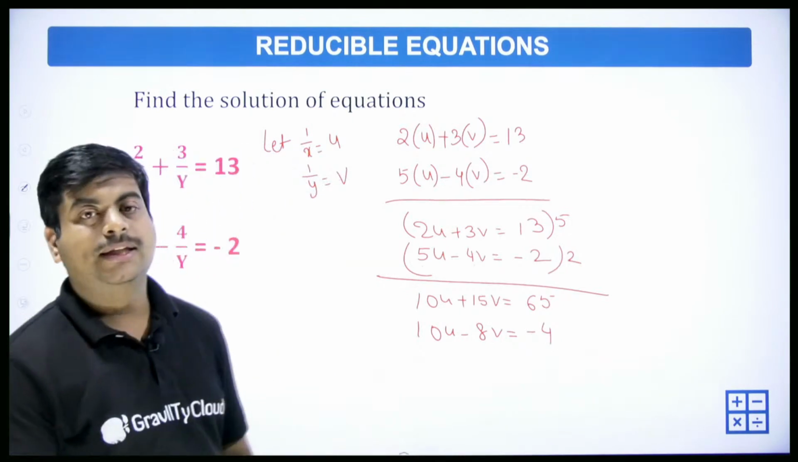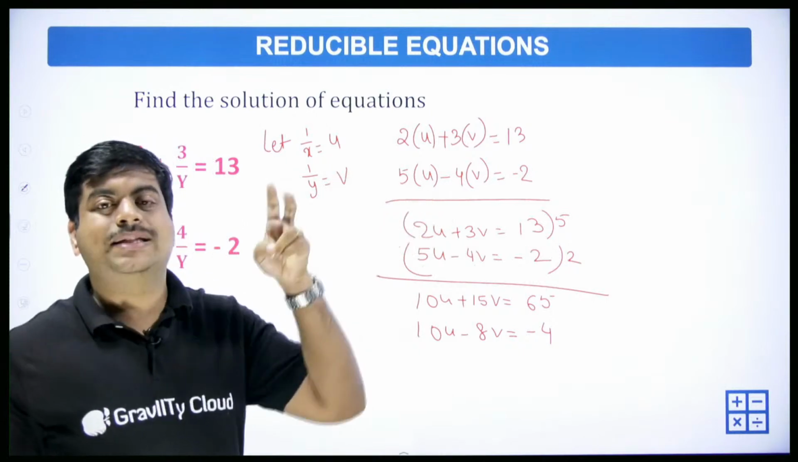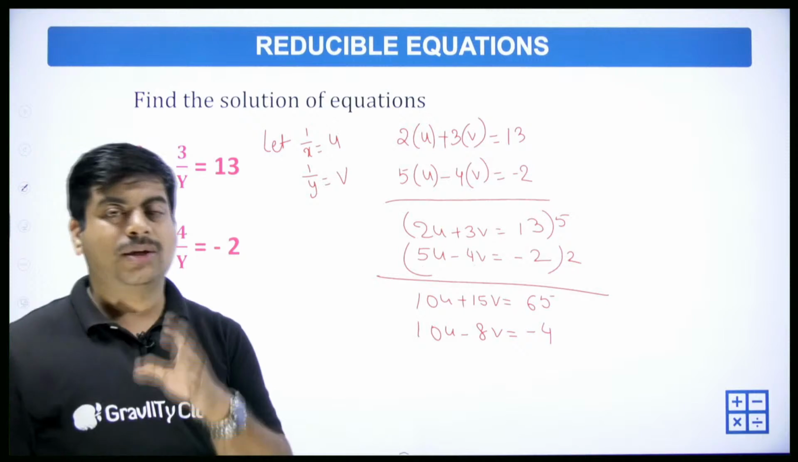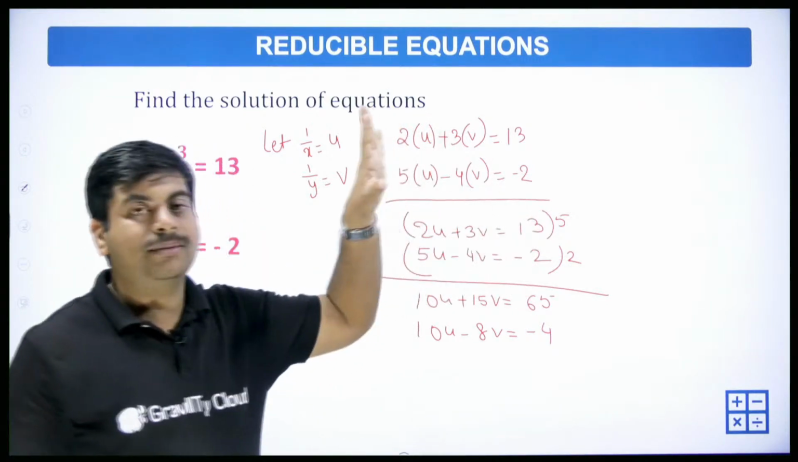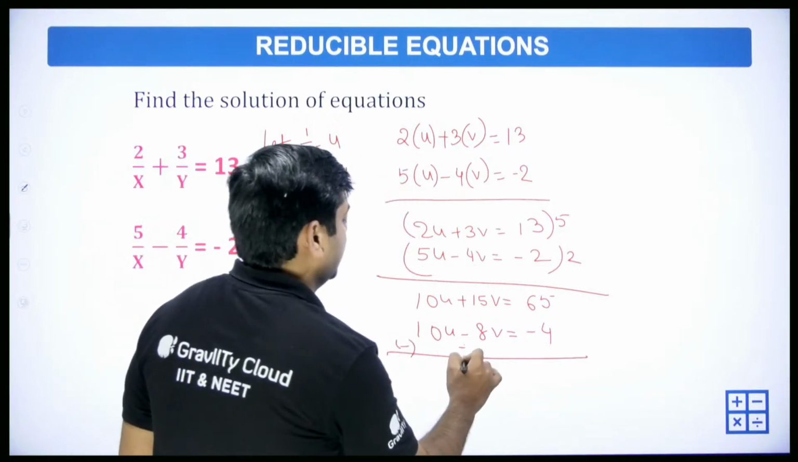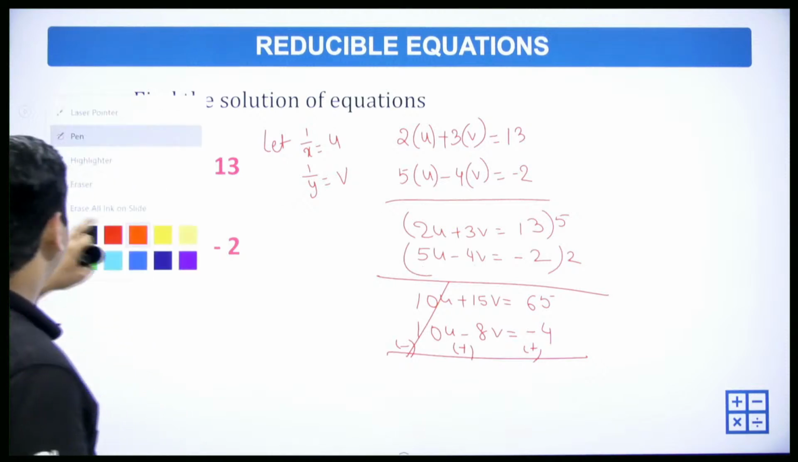Why are we multiplying like this? Because if you multiply 2 with 5 and 5 with 2, obviously their coefficients will be equal and we can directly eliminate it. That is the only reason why we are multiplying with these numbers. Okay. So when you subtract these two, minus plus plus. So 10u minus 10u gets cancelled.